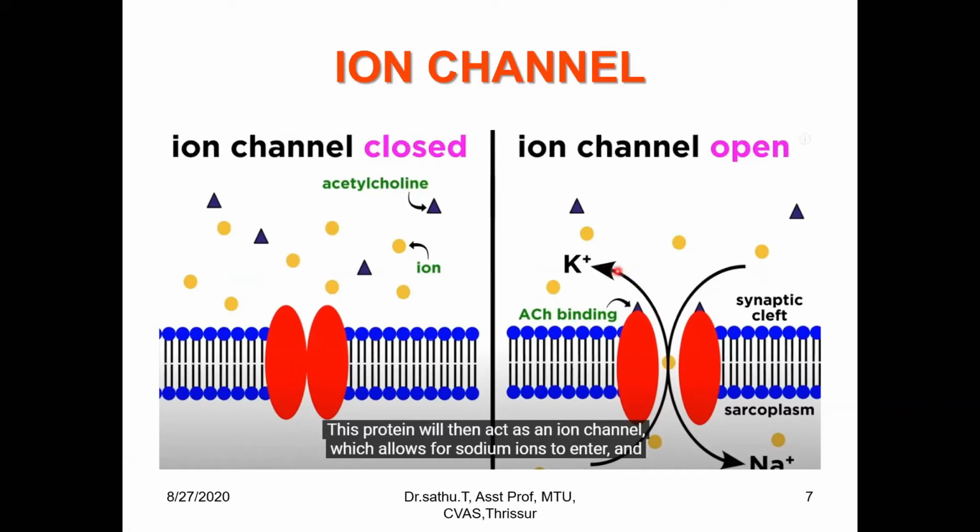Why does this depolarization take place? Because the number of sodium ions getting inside is more compared to the potassium ions going outside. So naturally a gradient is created, or the action potential is created. This action potential is self-propagating.